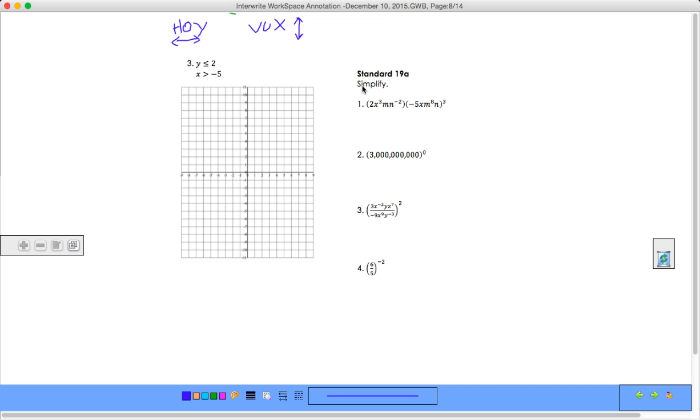Okay, but looking at an exponent problem, let's look at number 1. The first thing I have to take care of is this 3 on the outside, so I'm going to take everything in here to the 3rd power. Well, negative 5 to the 3rd power is negative 5 times negative 5 times negative 5, which is going to give me negative 125.